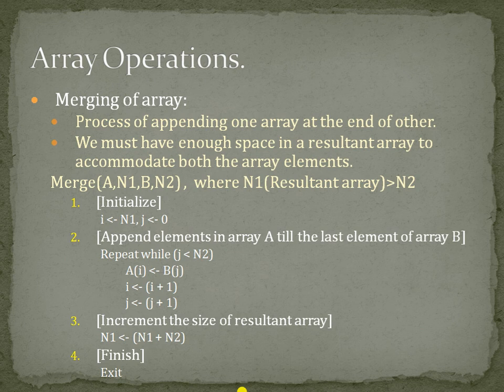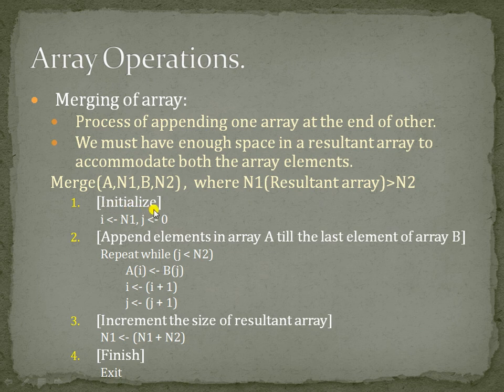Here is the algorithm for that. Merge A array 1, size of array 1, B second array, size of second array. Here n1 is the resultant array in which we are going to append the second array, and the n1 must be greater than n2. Rather, it should be n1 equals to n1 plus n2.